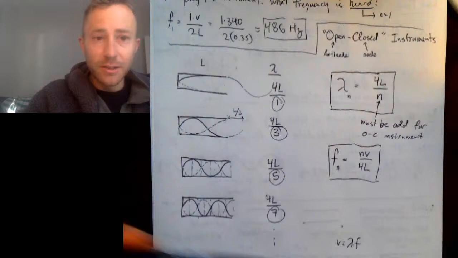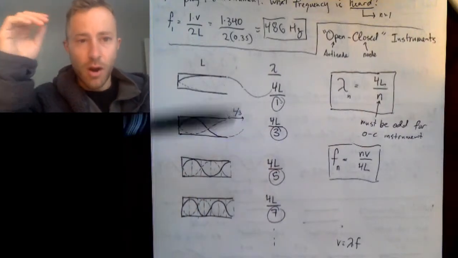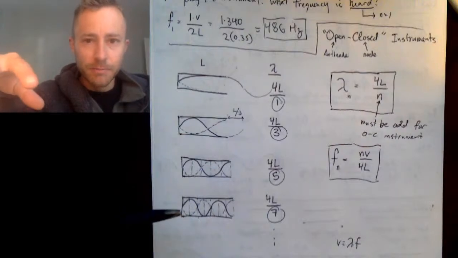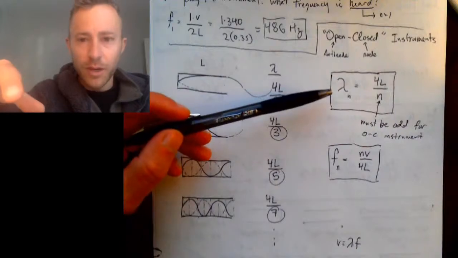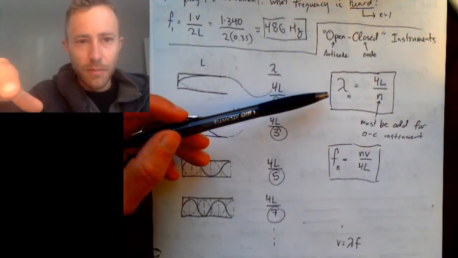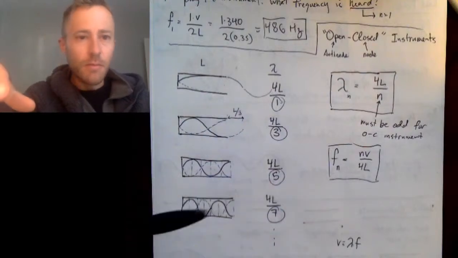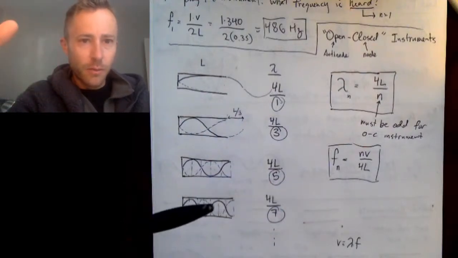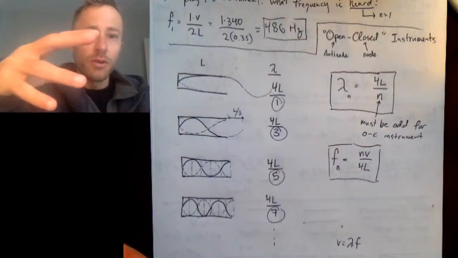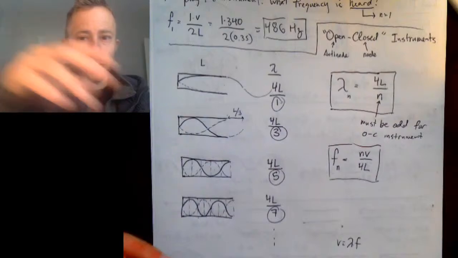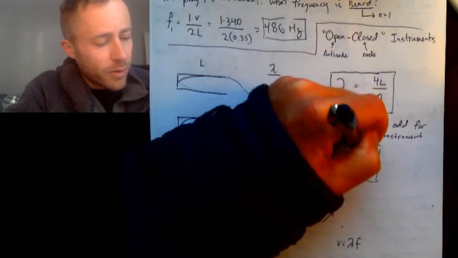But the main takeaways are you should be able to draw the nth harmonic. You should be able to calculate the wavelength of the nth harmonic. And you should be able to calculate the frequency of the nth harmonic for closed-closed, open-closed, and open-open instruments. Okay? And so I think that you can probably do that.